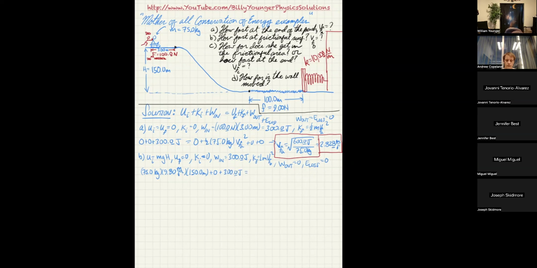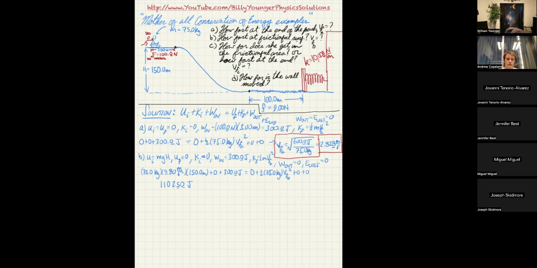And then my final potential energy is 0. My final kinetic energy is 1/2 times 75.0 kilograms times V final B squared, plus 0 plus 0. So now I can find out that 75 times 9.8 times 150 gives me a big number. That's 110,250 joules. Now that's really only good to 3 sig figs.